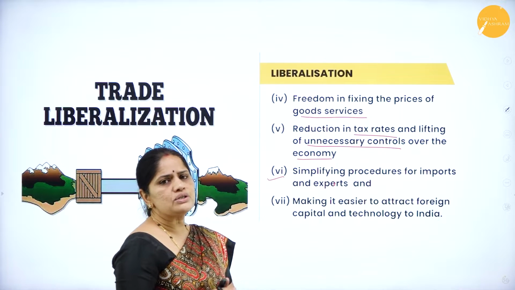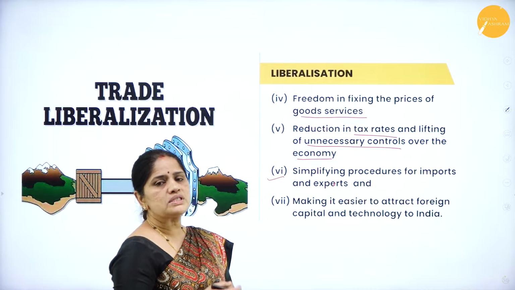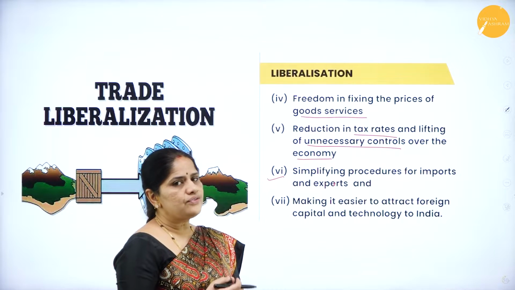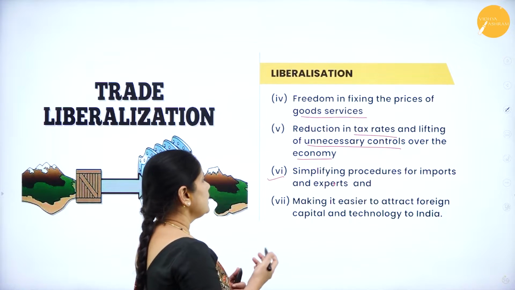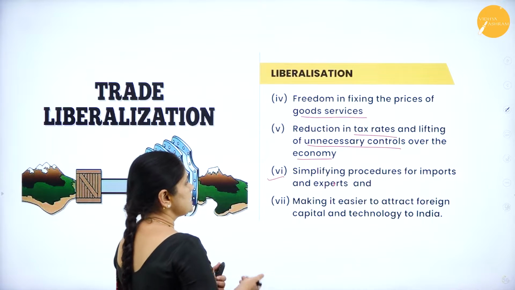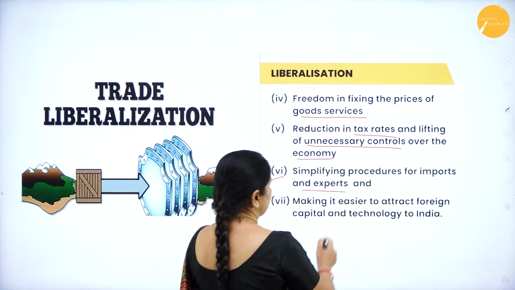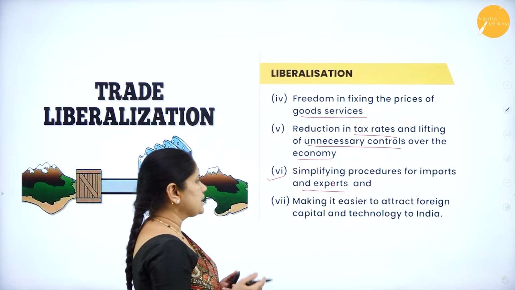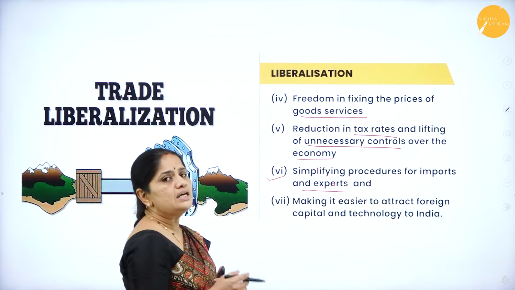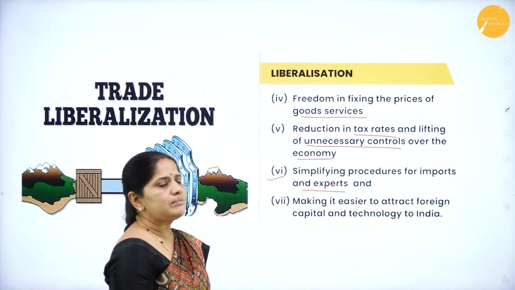The government used to restrict the exports of goods and also the import of goods from foreign countries. Now, after the introduction of liberalization, they have simplified the procedures for imports and exports. And lastly, it made it easier to attract foreign capital and technology to India. So, it created an environment in India.